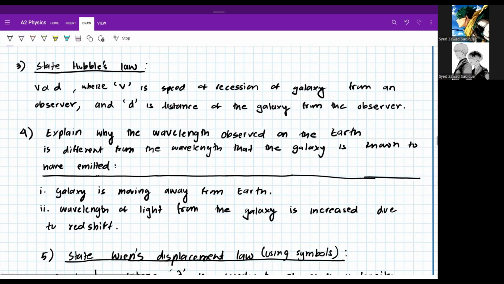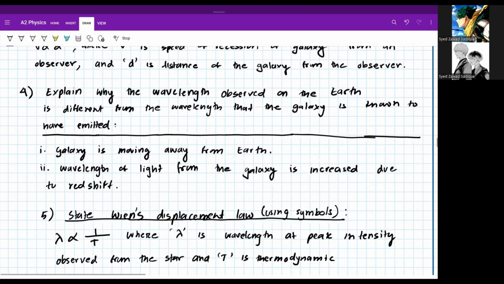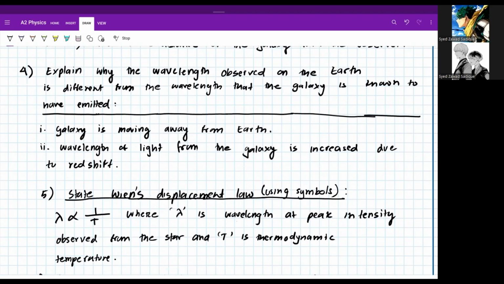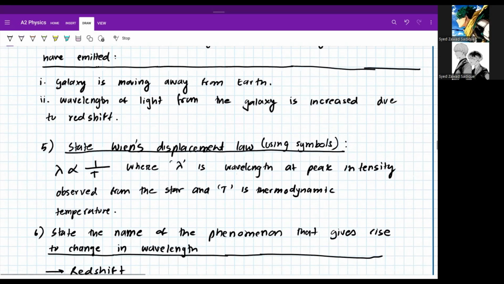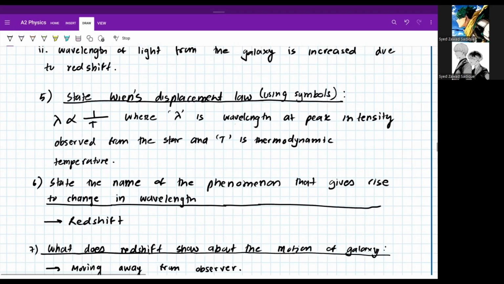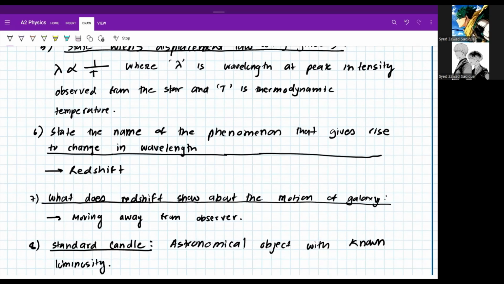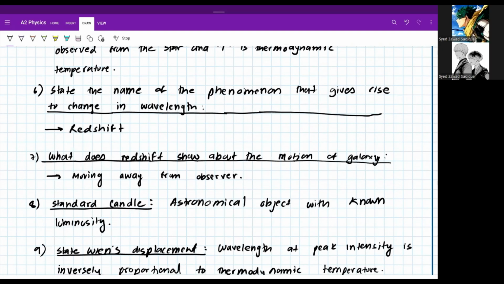Explain why the wavelength observed on the Earth is different from the wavelength that the galaxy is known to have. This is because the galaxy is moving away from the Earth. Wavelength of light from the galaxy is increased due to redshift. State Wien's displacement law using symbols. Lambda is inversely proportional to T, where lambda is wavelength at peak intensity observed from the star, and T is thermodynamic temperature. State the name of the phenomenon that gives rise to the change in wavelength. It's redshift. Then, what does redshift show about the motion of the galaxy moving away from the observer?